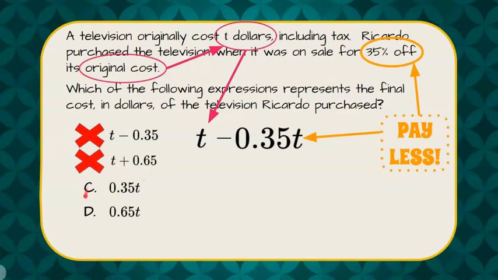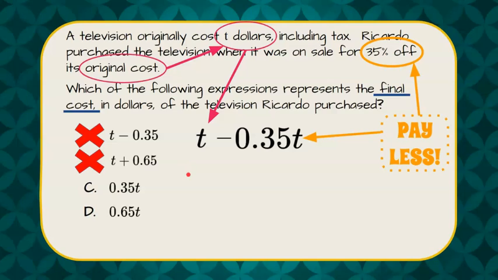So now I have two choices. I have 0.35, which could also be 35% of T. Because remember, of means to multiply in math, and 35% written as a decimal is 0.35. And we have choice D, which is 0.65T, or 65% of T. So reminding you that when we find percent of something, we multiply the decimal value of the percent times that amount.